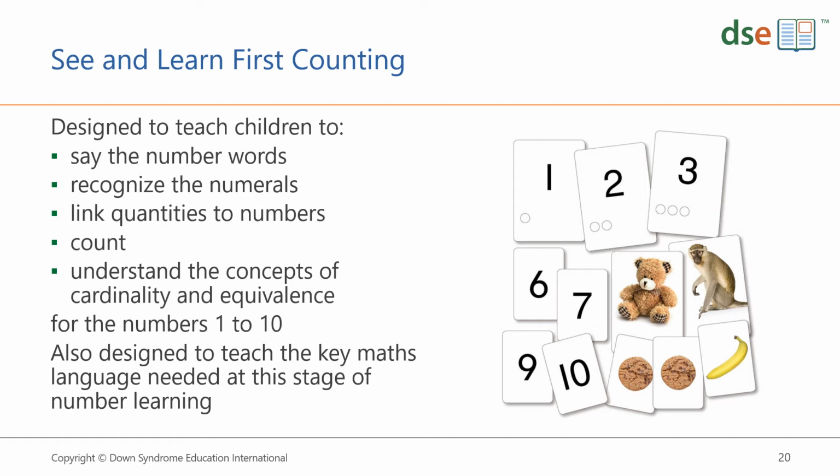And we do introduce some key maths language as we go. Also, in the illustration, you can see in the kits there are numeral cards. There are also cards with the quantity indicated. And when we get to concepts of cardinality and equivalence, you can choose whether you have a teddy or a monkey. And the teddy receives cookies, the monkey receives bananas. Okay.